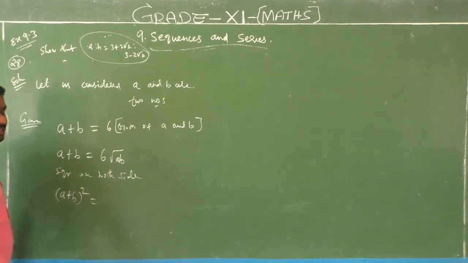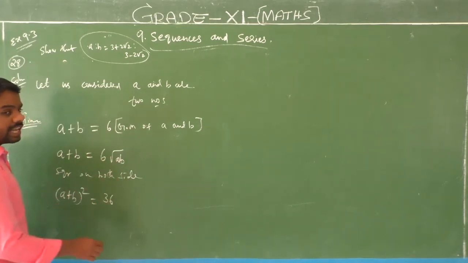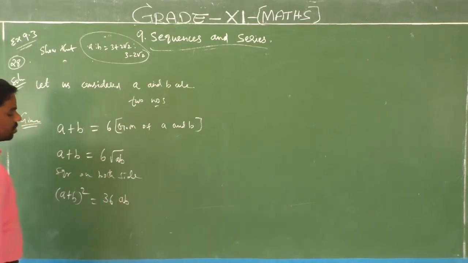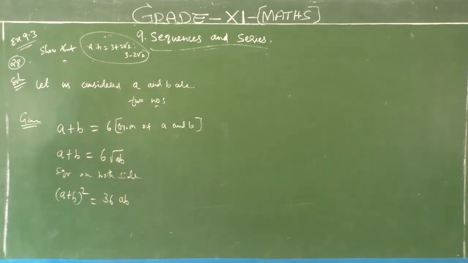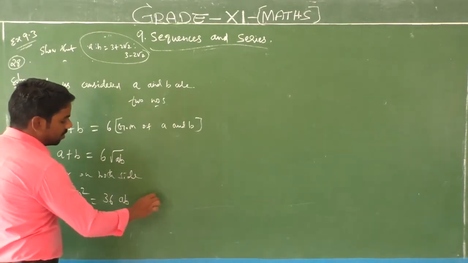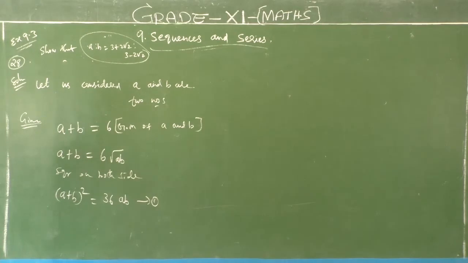6 square is 36 and root AB the whole square is AB. So 36AB. A plus B whole square is equal to 36AB. This is equation number 1.